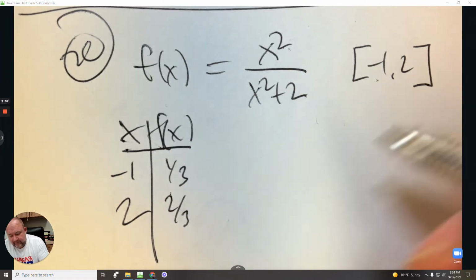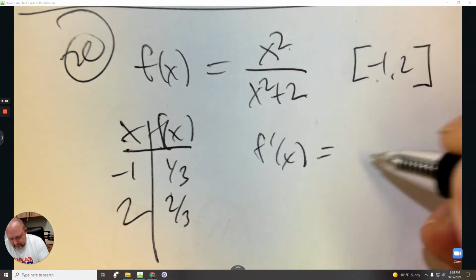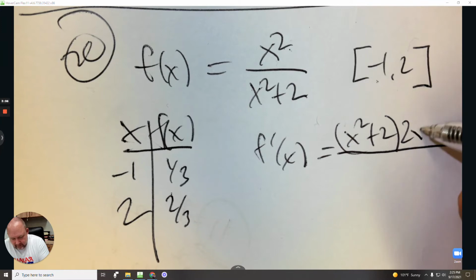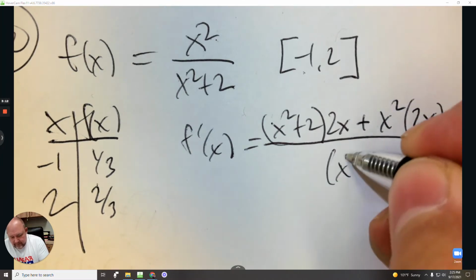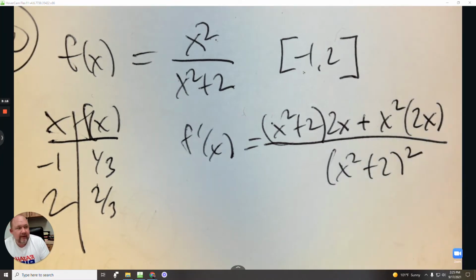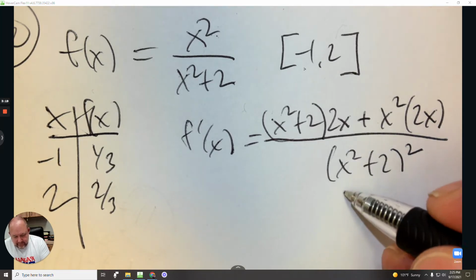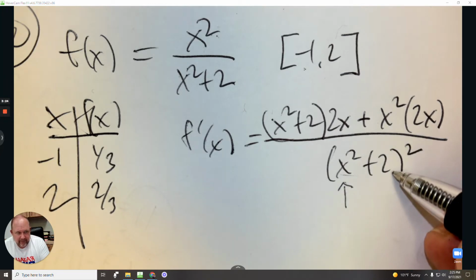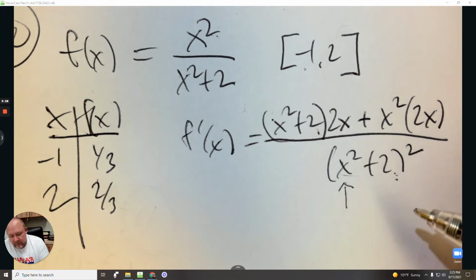That's 2/3. Then I've got to take the derivative. That's the bottom times the derivative of the top, plus the top times the derivative of the bottom, and then the bottom squared. Now, what values make it undefined? There's nothing here that makes the denominator 0, so all numbers work. In the numerator, what makes the numerator 0?